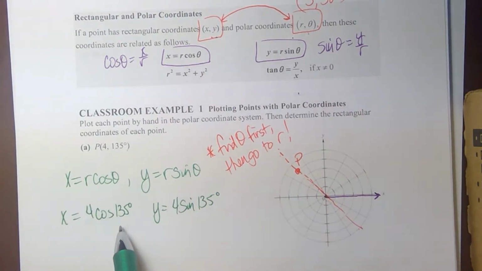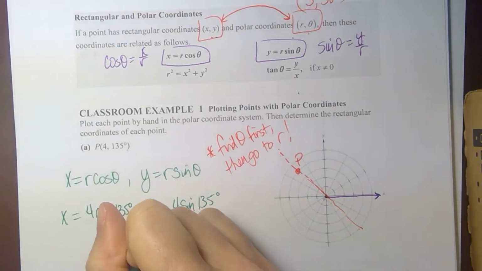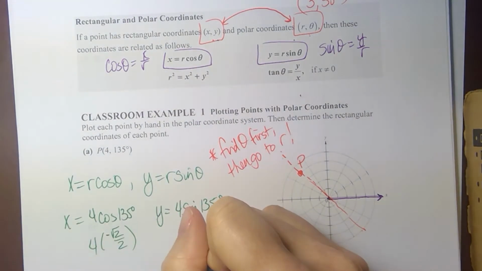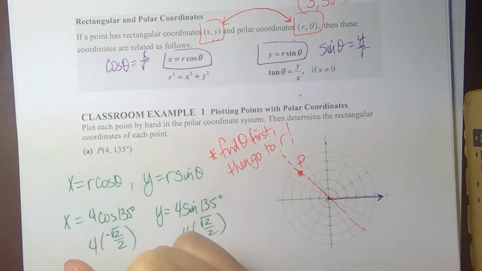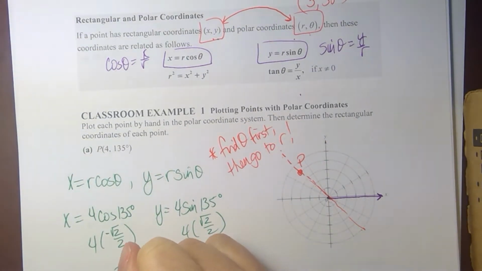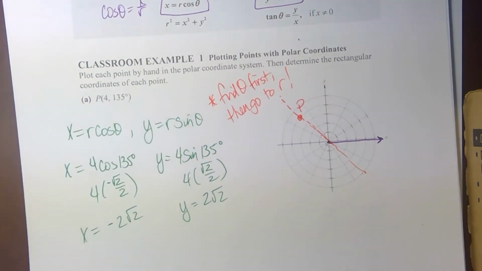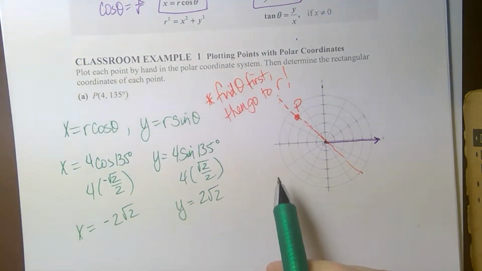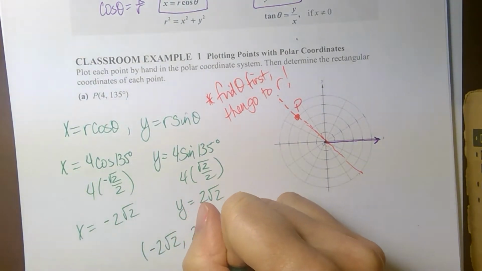Plug in what you know. You know cosine and sine at 135. Cosine is a negative square root 2 over 2, and sine is a positive square root 2 over 2. So x, therefore, is a negative 2 square root 2, and y is a positive 2 square root 2. So my rectangular set of coordinates for point P is negative 2 square root 2, positive 2 square root 2.